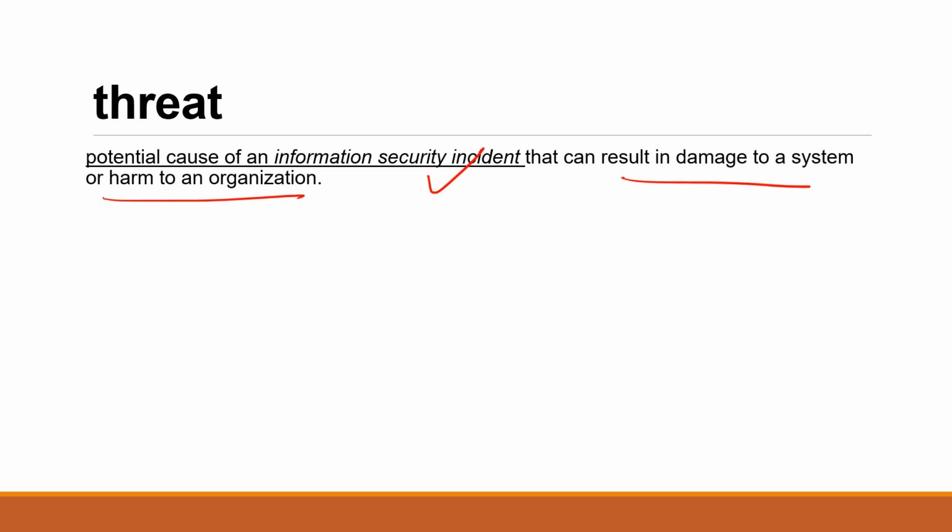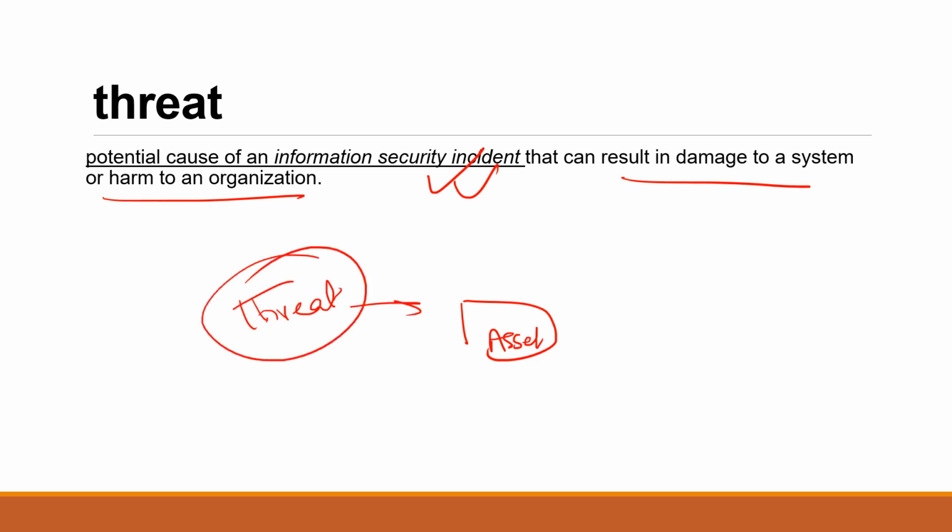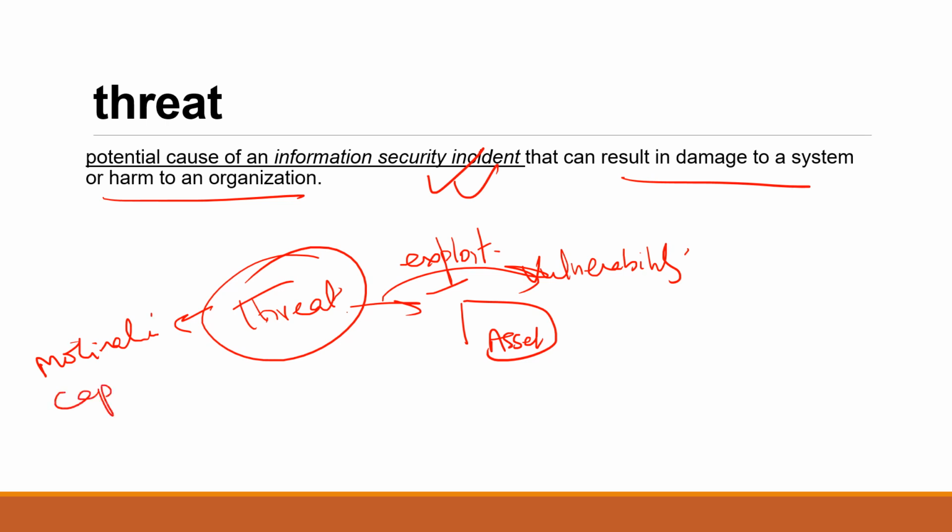Threat is a potential cause of an information security incident. We say this is the asset, and there are threats to it. I will have to identify what the threat to it is. This threat is going to exploit the vulnerabilities. But to exploit a vulnerability, first of all, there has to be a motivation for it. They should have the capability for it, whether they have the capability or not. Based on that we can say what is the likelihood that this threat will exploit this vulnerability.